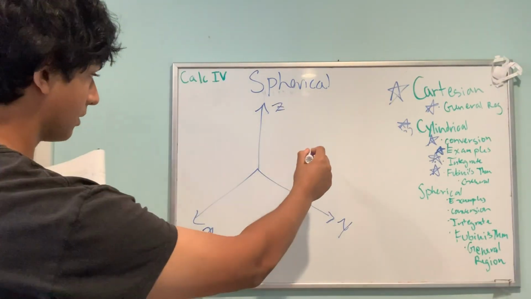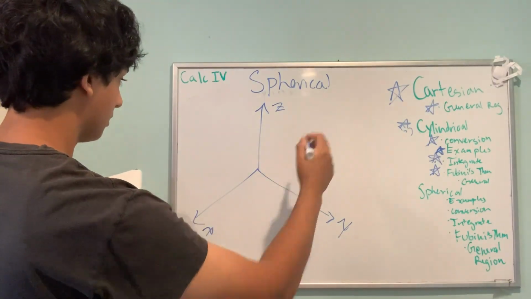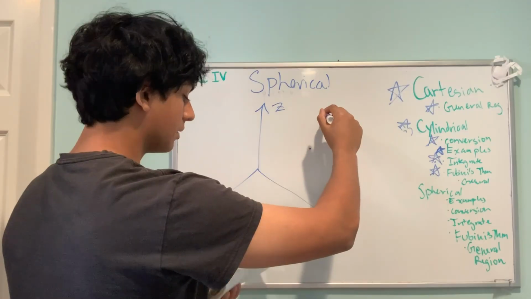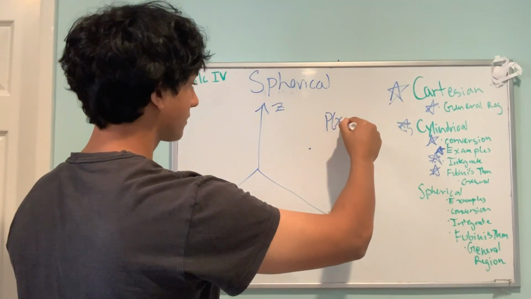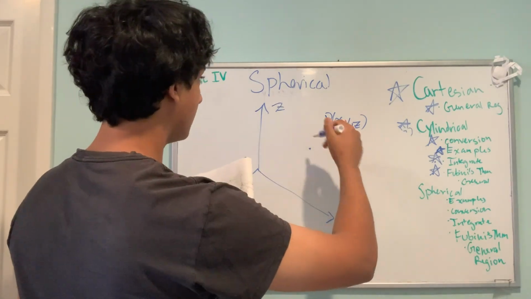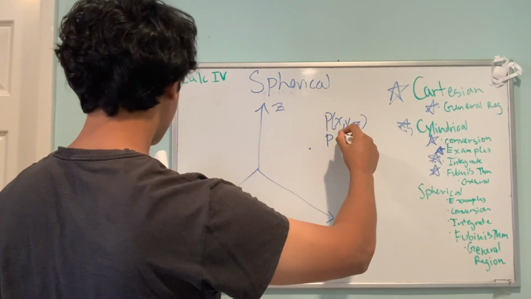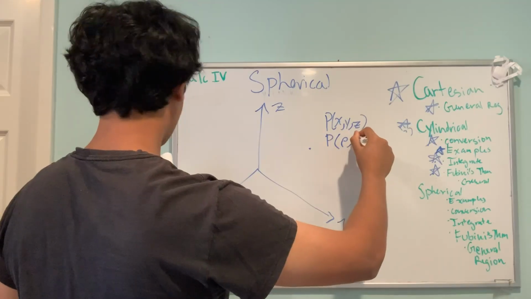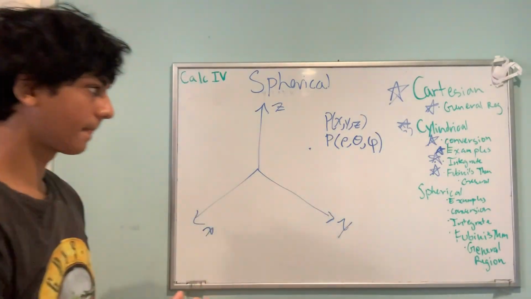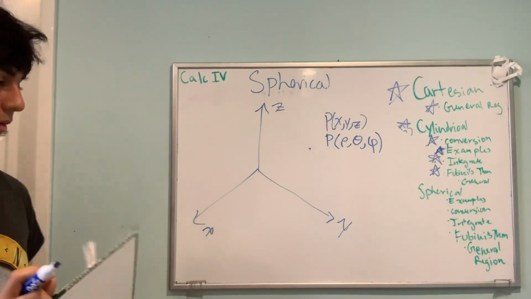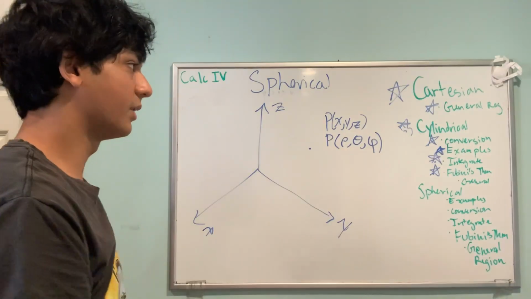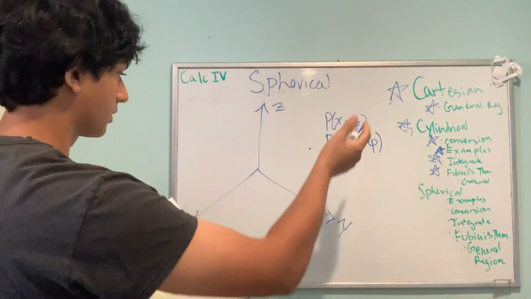Now, if you have some point out here, remember it used to be defined as P(x, y, z), but now we're going to be fancy and transfer it to spherical coordinates and have P(rho, theta, phi). So what is even happening here? What do those even mean? So of course we know x, y, z.